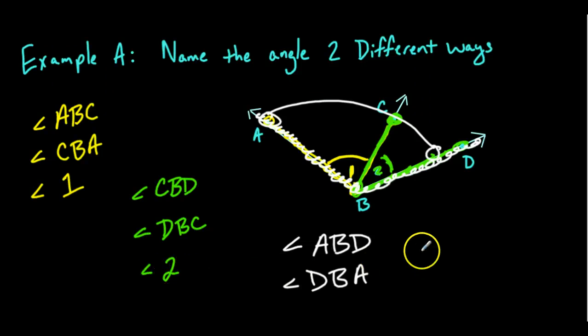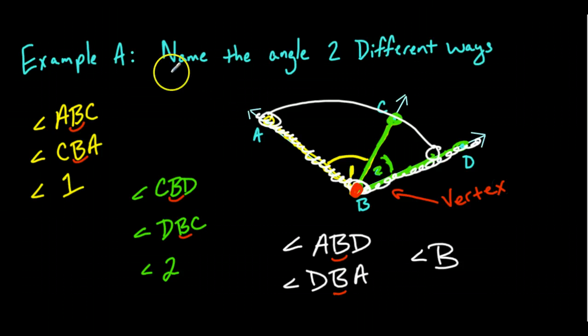We can also name this one angle B, because that's the center point. Another name for that is the vertex. If you notice, B is inside all of these angles, and the B is the middle piece of all of the angles. We're going to call that the vertex. It's the corner of the angle. You can think of vertex as the corner.